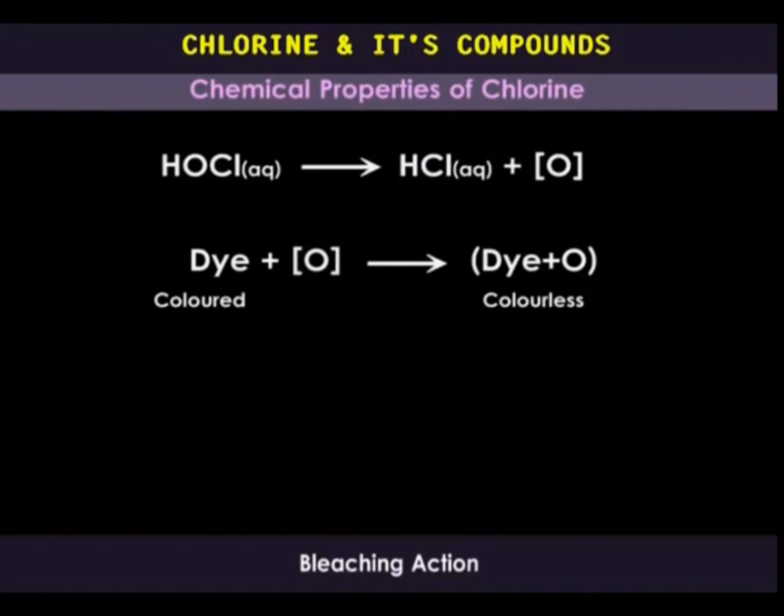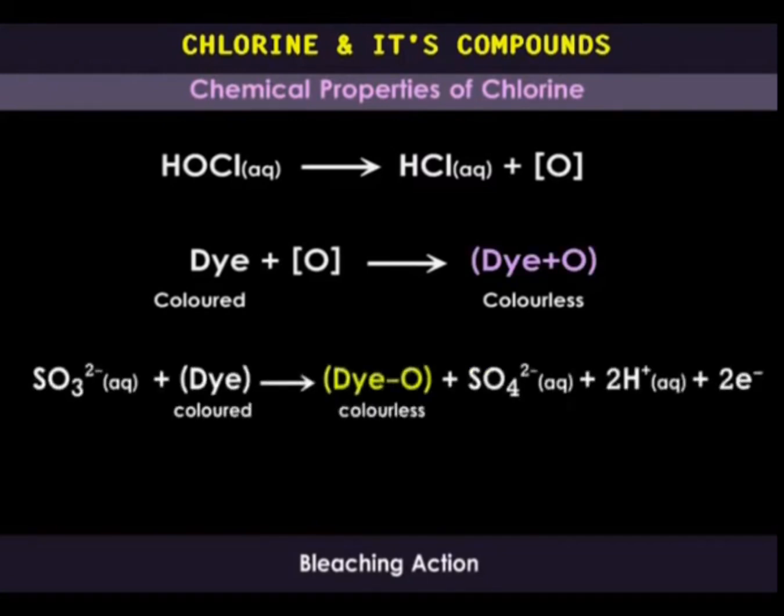The bleaching action of chlorine is different from that of sulfur dioxide. Whereas chlorine bleaches dyes through the addition of an atom of oxygen, sulfur dioxide bleaches dyes through the removal of an oxygen atom. In other words, chlorine bleaches dyes by oxidizing them, while sulfur dioxide bleaches dyes by reducing them.